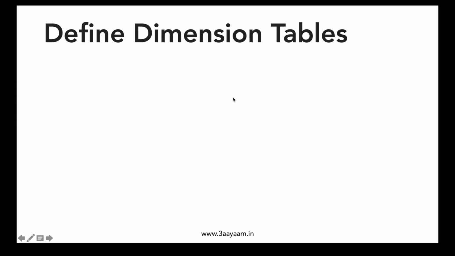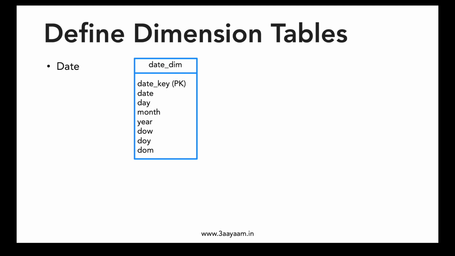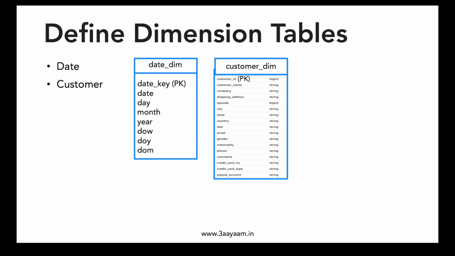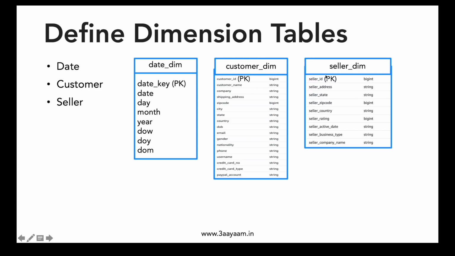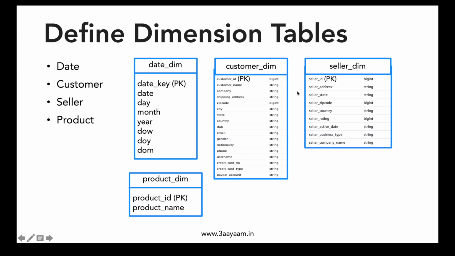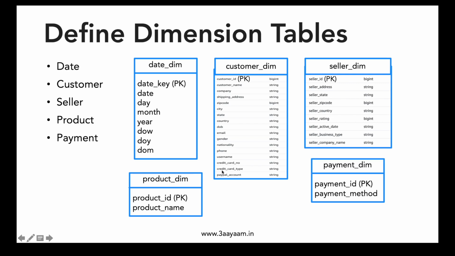Okay, so now I'll have to define the dimension tables. So we have the date dimension, which would be needed here because we have order date, delivery date, etc. Then we have customer, which would contain all the customer information, customer ID being the primary key. Then we have seller, which would contain all the seller information, seller ID being the primary key. Then we have product. In the product dimension, we have product ID and product name, maybe product description also. And then payment. This is a new table wherein we'll have a payment ID and payment method.